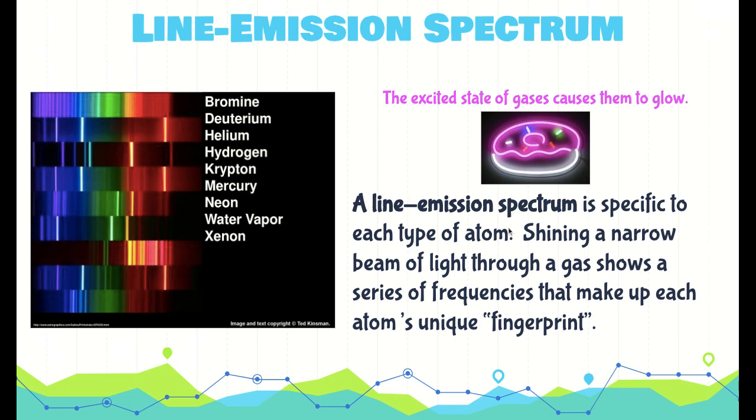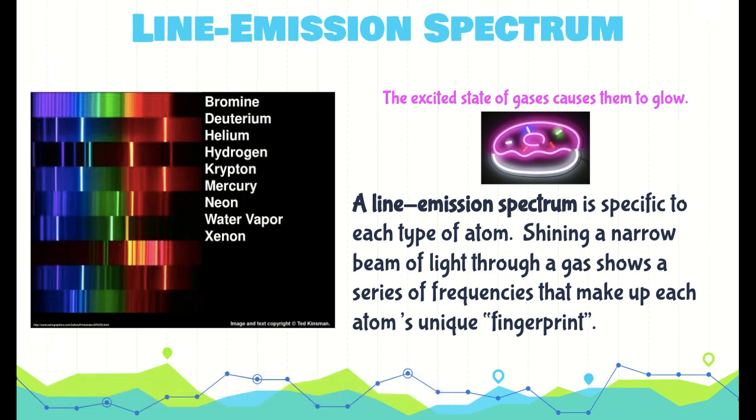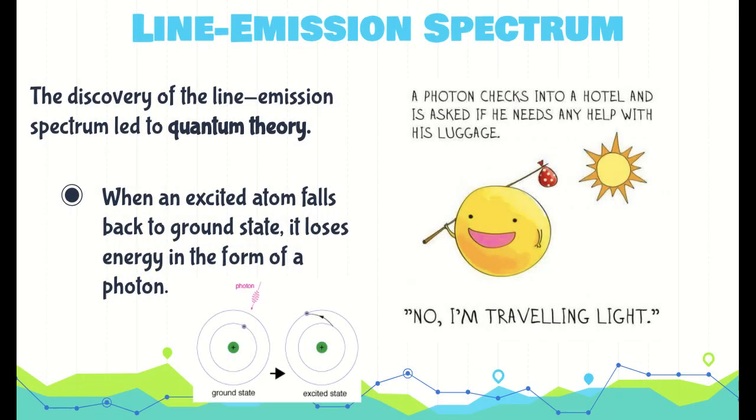So with the line emission spectrum, each one will be specific to each type of atom. And then you can shine a narrow beam of light through a gas, and it's going to show these bands of light. And these are kind of akin to an atom's unique fingerprint. Each atom will have its own, and this is where neon lights come from. The discovery of the line emission spectrum led to quantum theory, which is what we've been talking about.